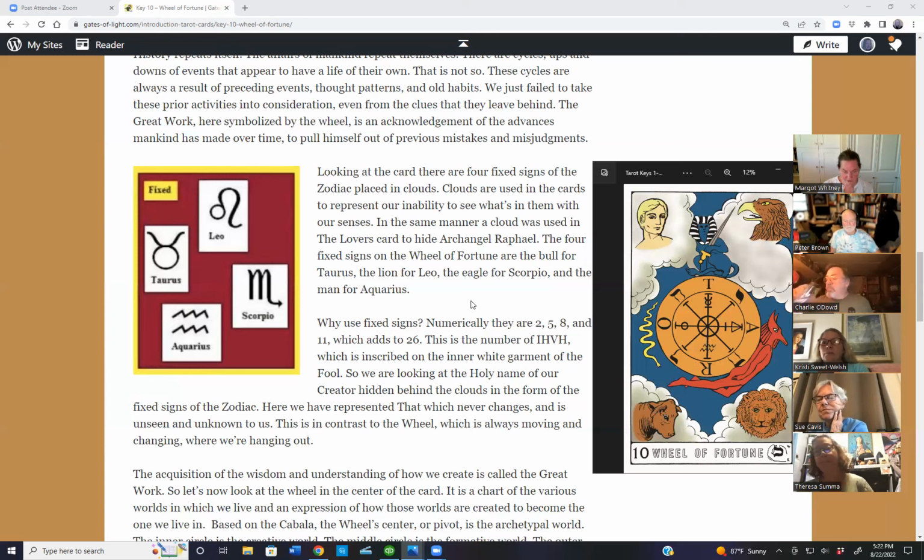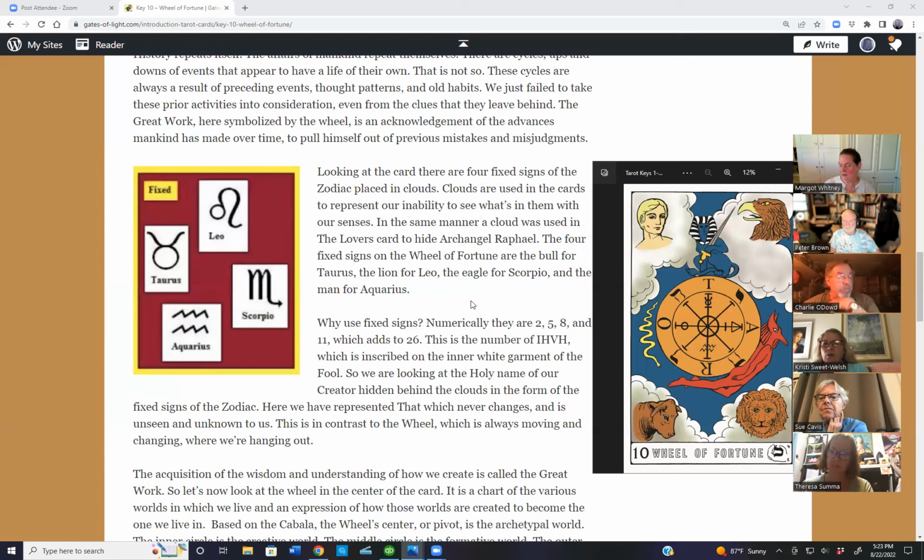So we're getting a little more esoteric here. So we are looking at the holy name of our Creator hidden behind the clouds in the form of the fixed signs of the zodiac. Here we have represented that which never changes and is unseen and unknown to us. This is in contrast to the wheel, which is always moving and changing where we're hanging out. Any questions about that?